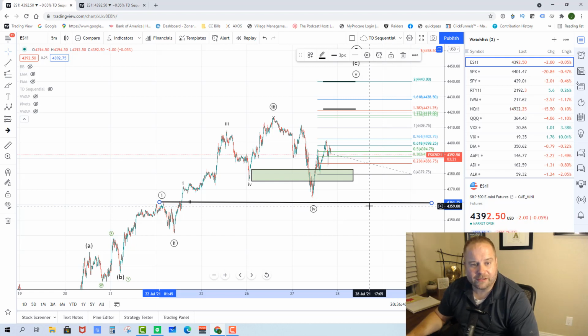But when you have a larger correction, it's good to catch the top of the B wave and get that C wave down, and that's the time we're going to short the market. It's one of the very few times.